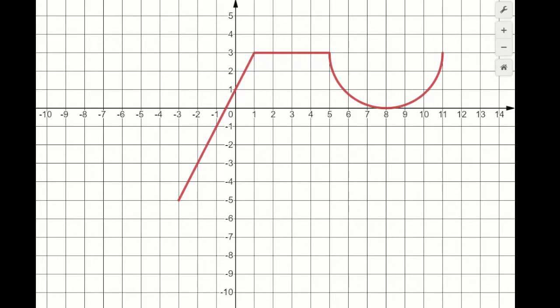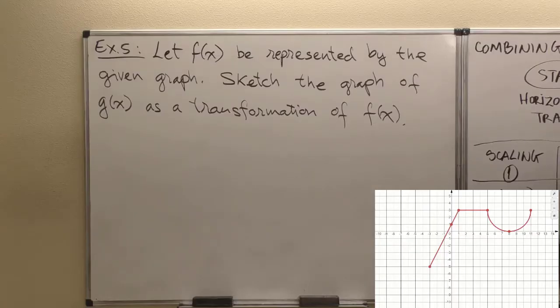And these are now the guiding points of this function f of x. Just now I put in one more point. All right, so these are now the guiding points of f of x.